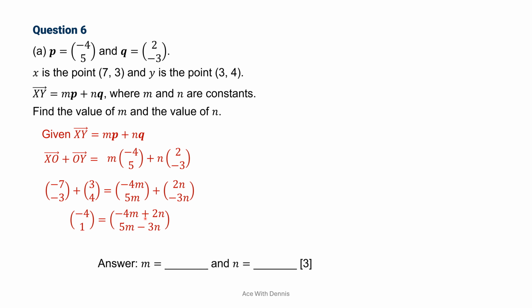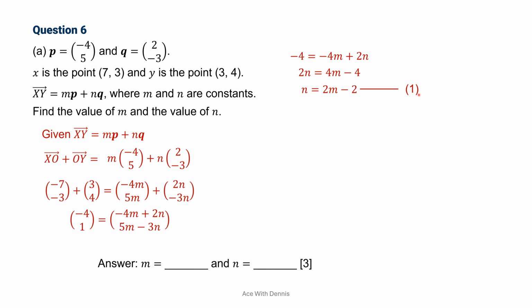Then we combine them together. -7 plus 3 is -4, -3 plus 4 is 1. These two add together, -4m plus 2n. These two add together, 5m minus 3n. Then we compare the x direction, which is -4 equals -4m plus 2n. We can simplify, or we make n the subject first. 2n equals 4m minus 4. n is 2m minus 2.